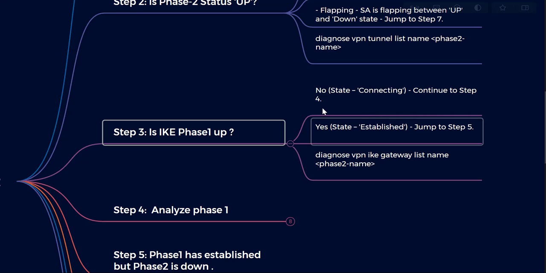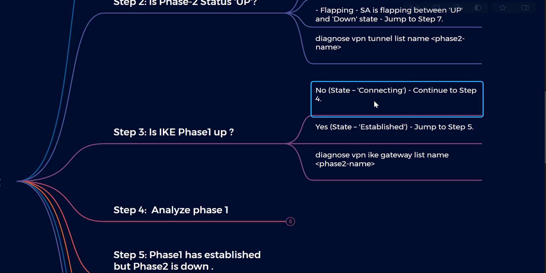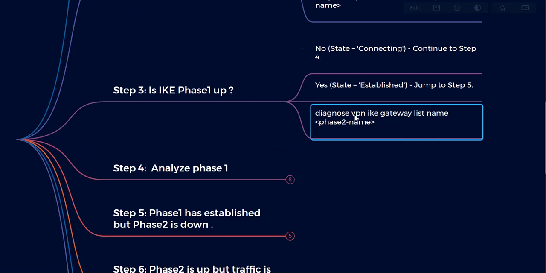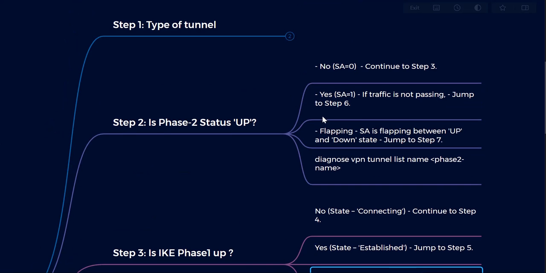Okay, coming back. If it says connecting, we need to do certain troubleshooting. If it says connection is established, then we need to look into step 5, and the command we can use is diagnose vpn ike gateway list. Before I move ahead, let's understand the first couple of steps which we have already gone through. Step 2 is whether phase 2 is up or not. If phase 2 is not up, go on to step 3. Let's understand step 2 and then we'll move on to step 3.